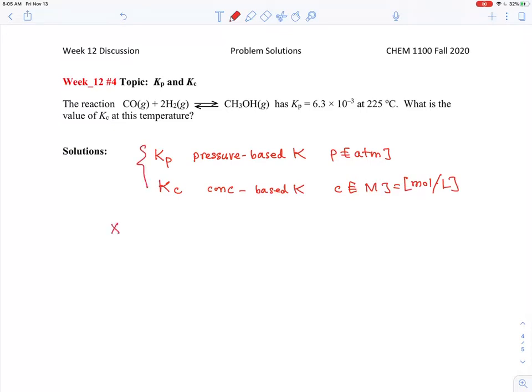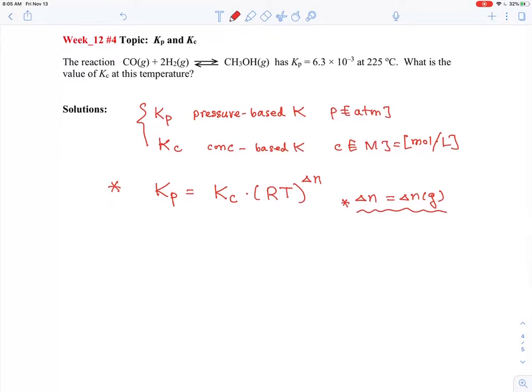And the equation that we are going to use is Kp is Kc times RT to the power of delta n, and delta n is delta n for the gas phase only. Okay, so this is just for the gas phase.